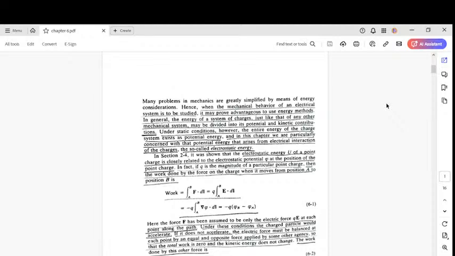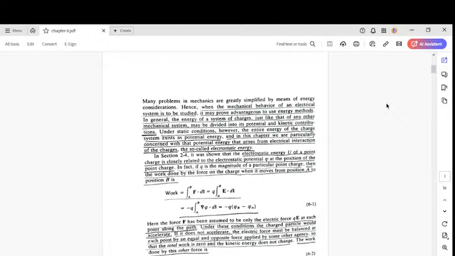Then electrostatic energy U of a point charge is closely related to the electrostatic potential phi at the position of the point charge. So we have a very close relation between the electrostatic energy and the electrostatic potential of the point charge. In fact, if Q is the magnitude of a particular point charge, the work done by the force on the charge when it moves from position A to position B will be computed.